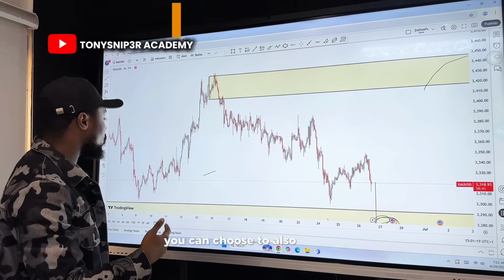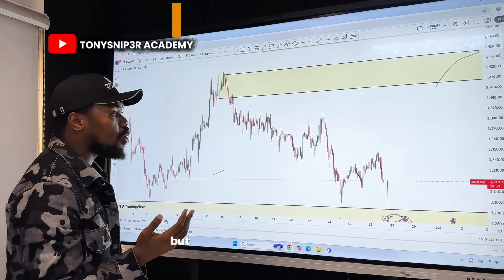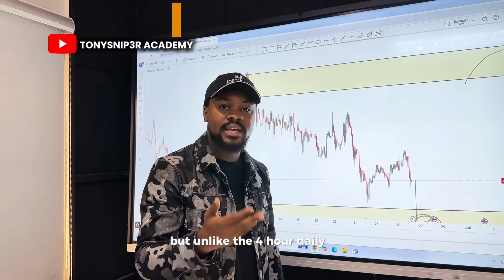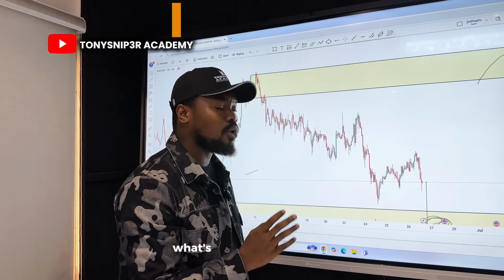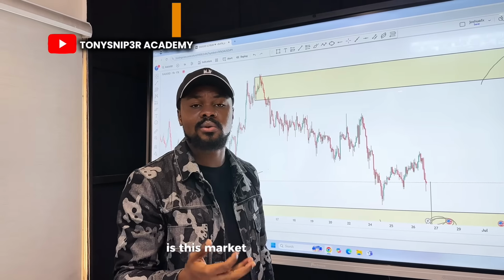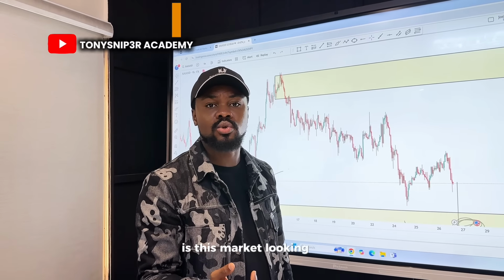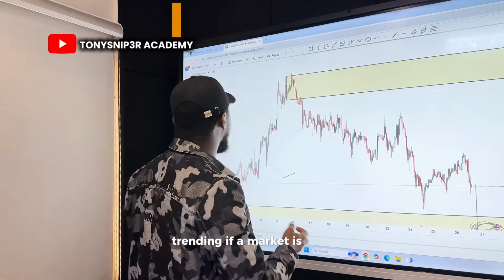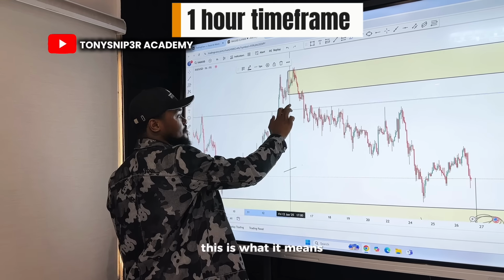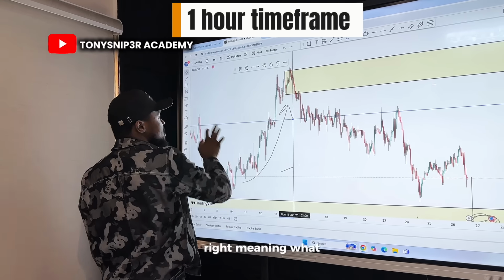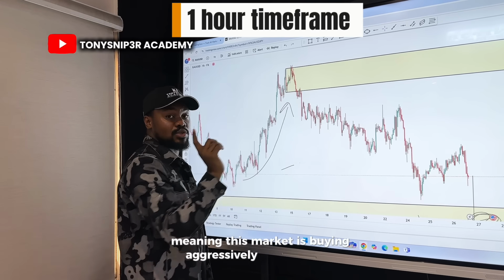You can choose to also refine the chart smaller. But unlike the 4-hour, daily and weekly time frame, on your 1-hour time frame, you might actually want to really look at what's going on in this market. Is this market looking exhausted? Is this market looking like it's trending? If a market is trending, this is what it means. Meaning what? Meaning this market is buying aggressively to the upside.